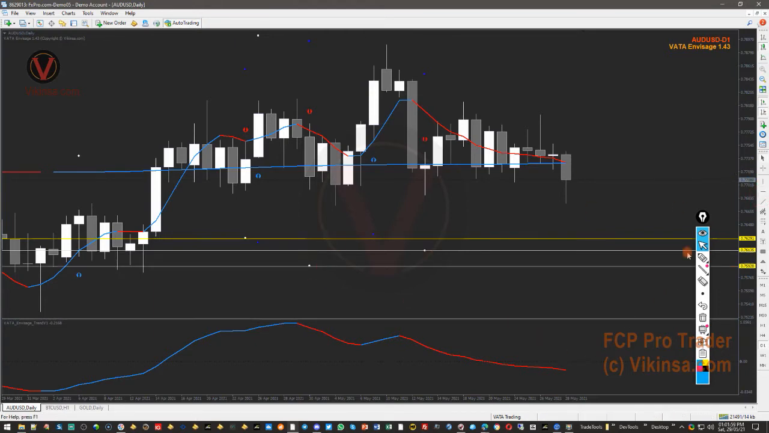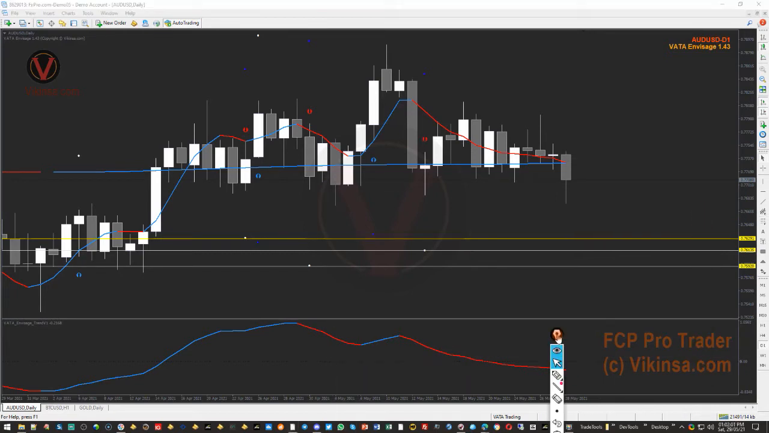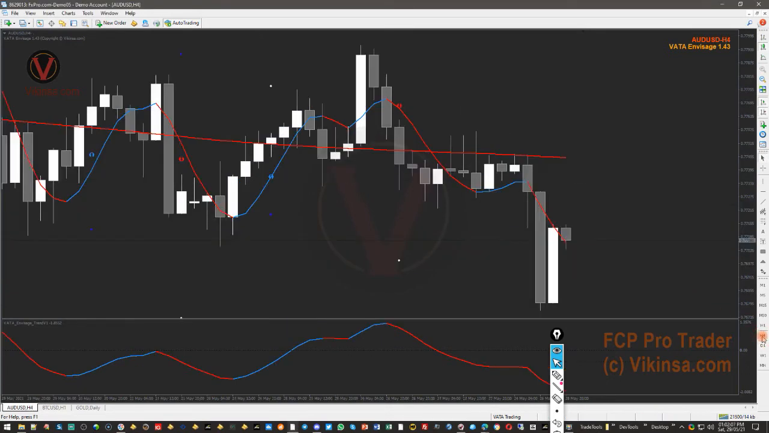All of these levels, I'm going to post them in the Telegram group, and they're going to be profit target levels for what I envisage short.